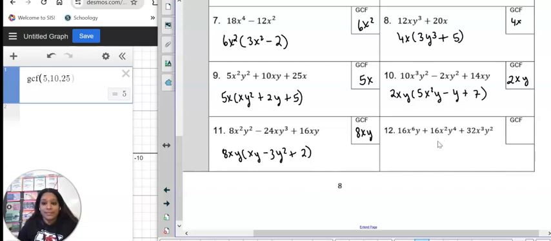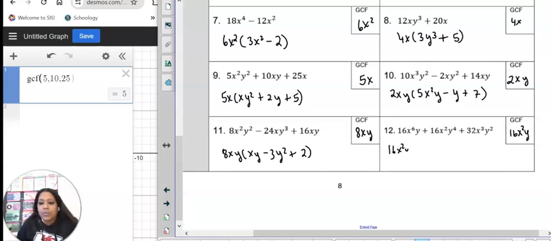That was fun. Alright, 16, 16, and 32. So the GCF would be 16, because 16 goes into 32 twice. And then let's look at the x. So x squared is the lowest, that's the most I can take out. And then y is the most I can take out.